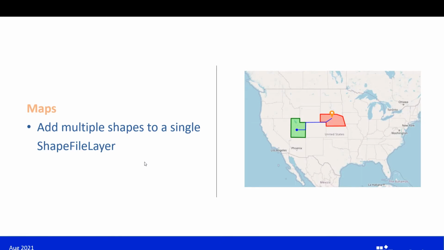And in the map control, we can now include multiple shapes in a single shape layer. In the previous implementation, you needed to include an individual shape layer for individual shapes. That would consume more resources, and it is not very efficient. Thus the implementation has been altered to include multiple shapes in a single shapefile layer.